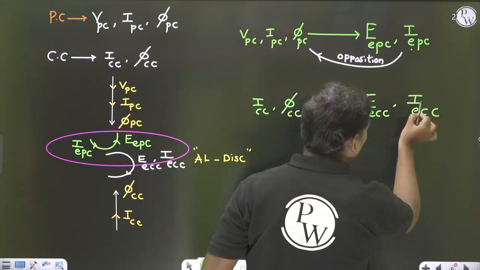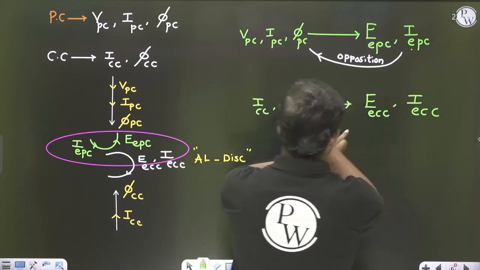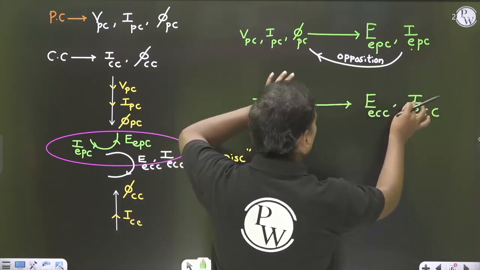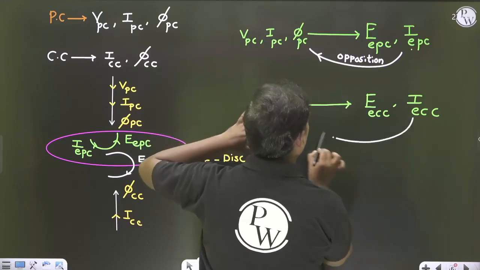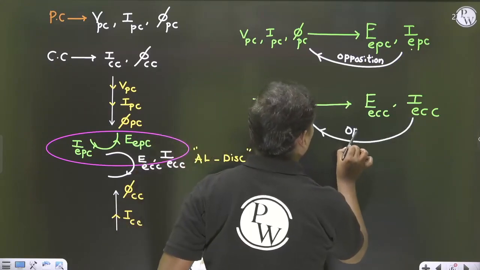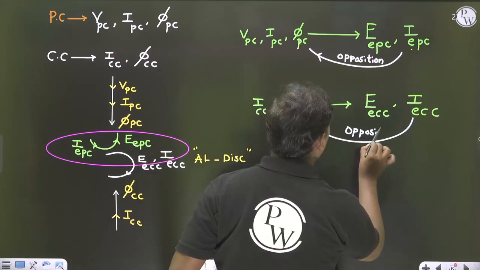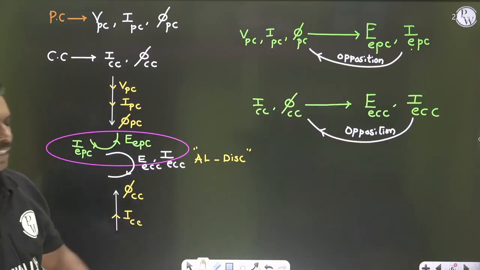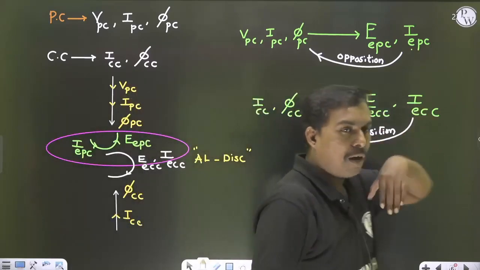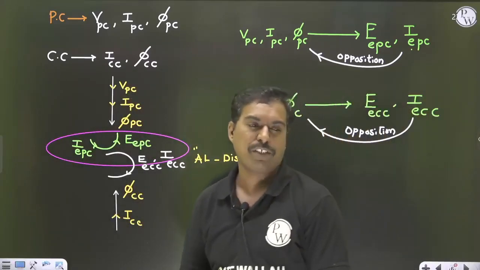And who is the reason for this? This. So, the created one is this, the creator is this, and between these, now what happens? There will be again an opposition. You understand? According to Lenz law, the created one will oppose the creator. Try to understand this concept.